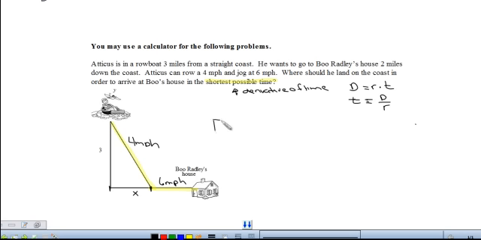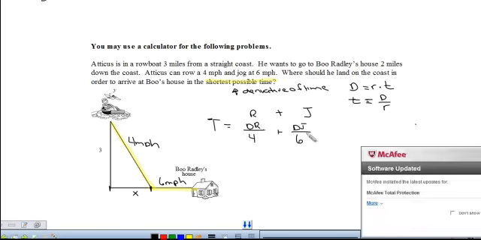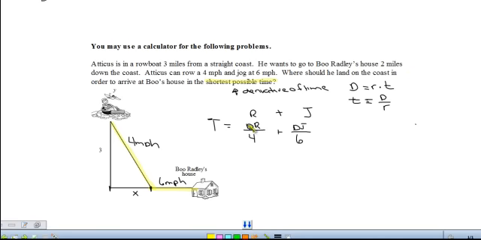So the time equation is going to be the time when he can row plus the time when he can jog. So the distance when he's rowing over 4 miles per hour, plus the distance when he's jogging over 6. So we need to find the distance when he's rowing and the distance when he's jogging. So this is the distance when he's rowing.